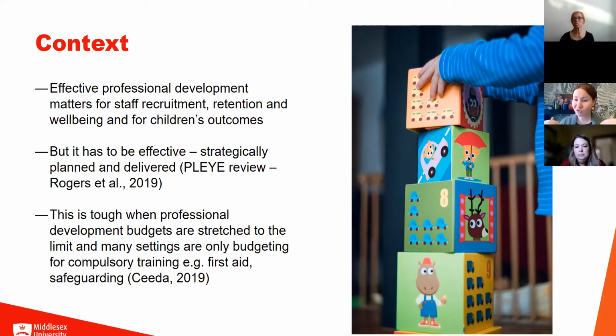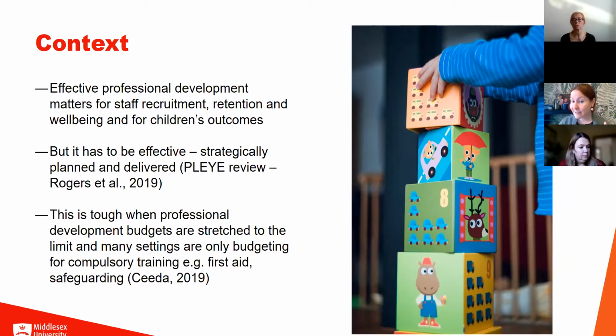Okay, so there's some strategizing going on about what this professional development is going to deliver and how we are going to make sure that it delivers it. Now, that's all well and good, but as you know, the context that we're in at the moment in the early years is really tough.